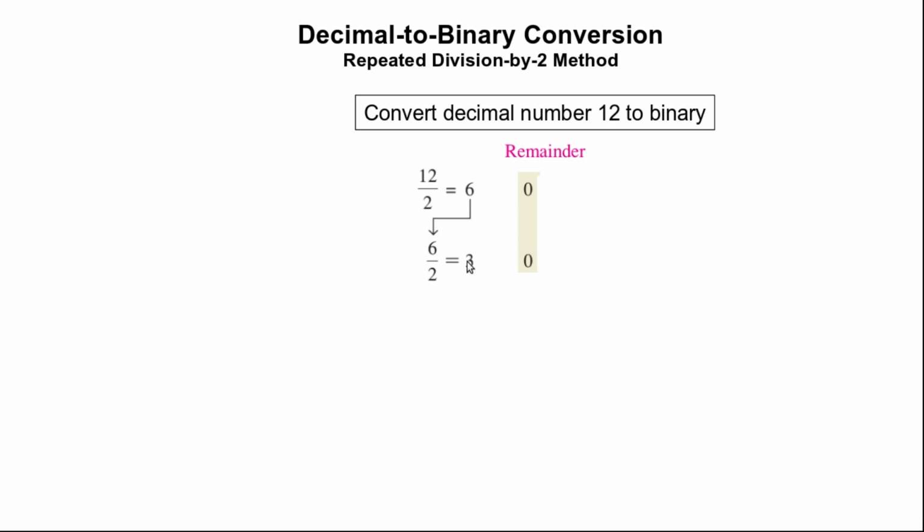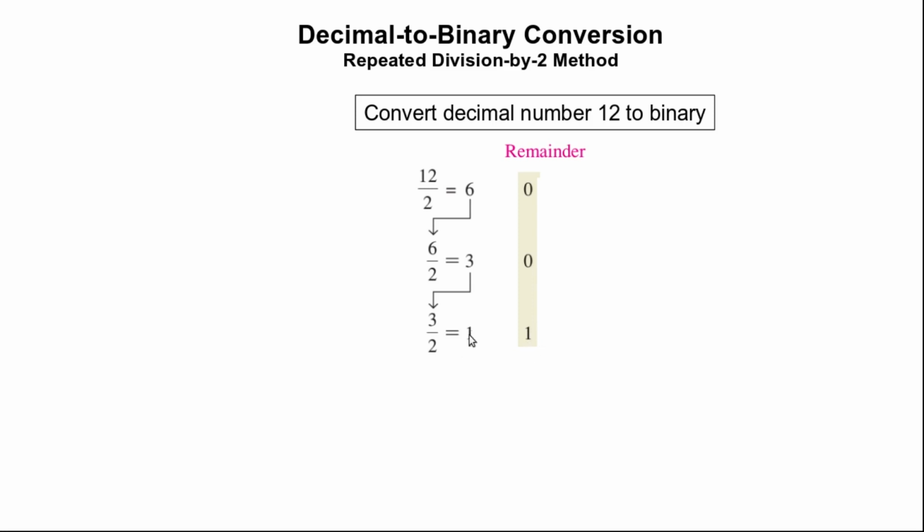We take the new quotient, which is 3, and divide it by 2 again. So it is 3 divided by 2 this time. Now when we divide 3 by 2, 3 is an odd number, so it's not perfectly divisible by 2. Hence, it will result in a remainder of 1. So 3 divided by 2 results in a quotient of 1 and a remainder of 1.